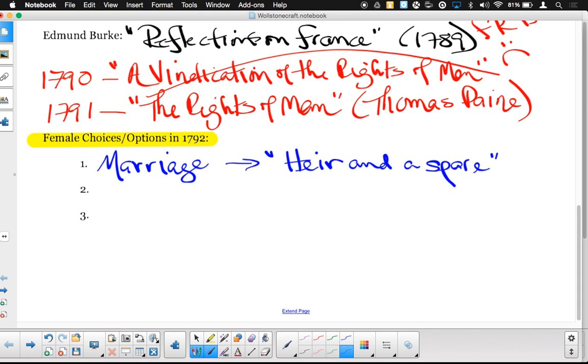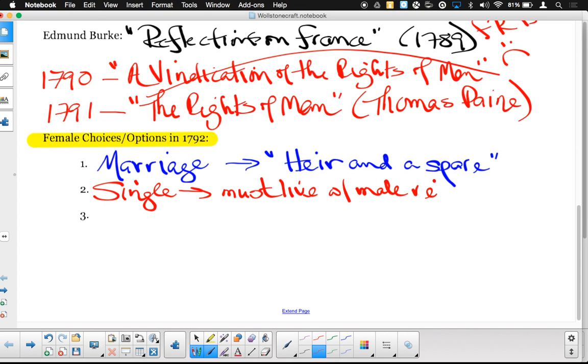If she does not get married, if she remains single, then she must live with a male relative because she cannot own property. So she's probably either going to be with her father or she's going to be with her brother. Guess who really is unhappy if she lives with the brother? The brother's wife. Because it's not going to be, hey, there'll be more help around the house. This is one more mouth to feed. This is one more person they have to take care of. So that's not a situation that's going to be too good.